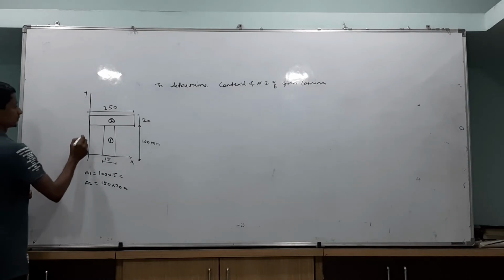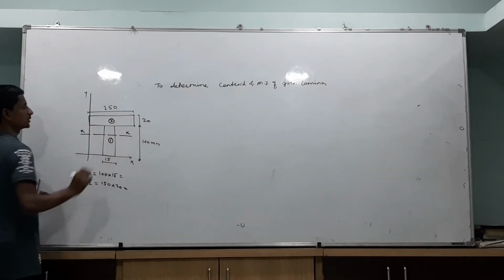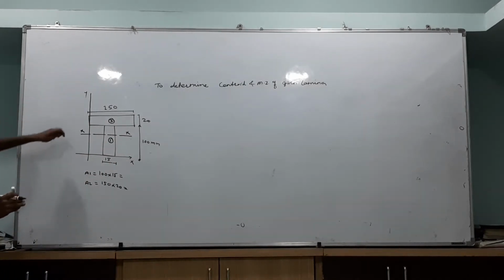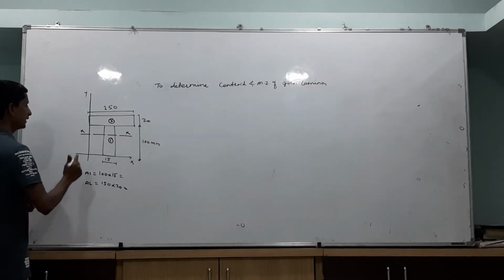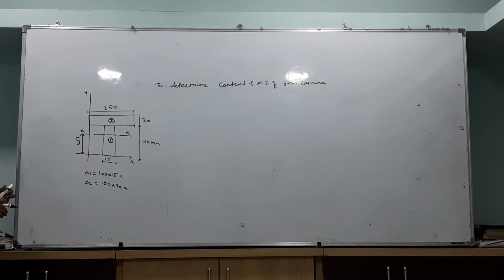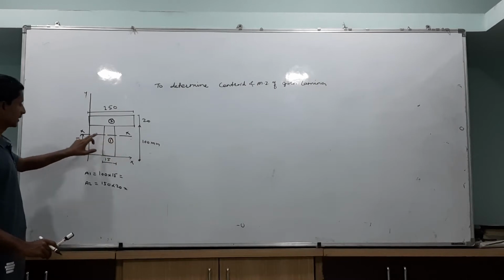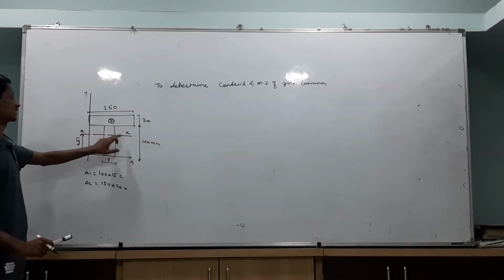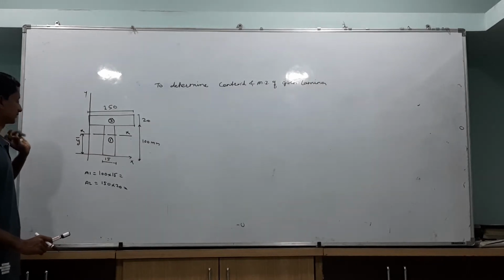After that, suppose XX is the central axis of the given composite figure. We are going to assume that XX is the central axis of the given composite figure and it is at a distance of y bar from the reference x-axis. Again I repeat, the XX is the central axis of the given plane lamina and it is at a distance of y bar from the reference x-axis.